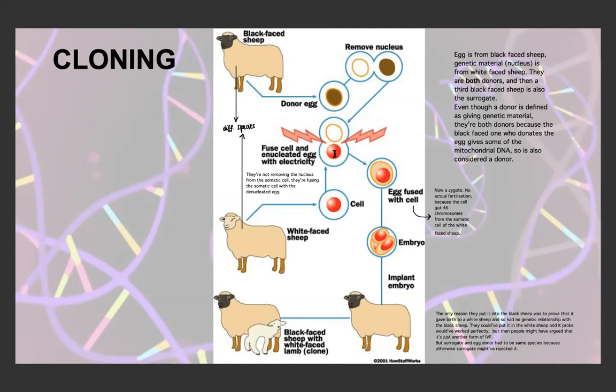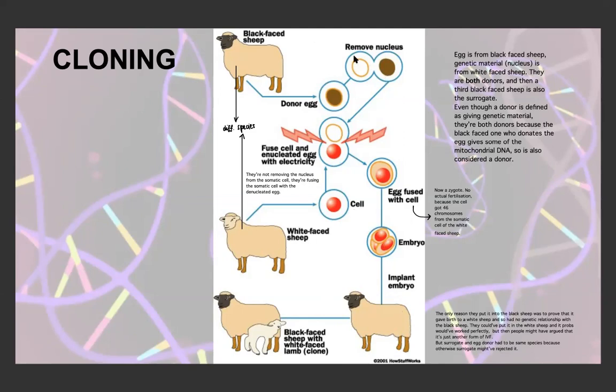So now this egg has been fused with the cell, and it now has the genetic information of the white-faced sheep. This egg fused with the cell keeps on replicating and replicating to form an embryo. This embryo is then implanted into the black-faced sheep. It could be the same black-faced sheep, it could be a different one, but usually it's the same black-faced sheep, simply because they had to use the egg of a black-faced sheep and they had to use a surrogate black-faced sheep so that the egg would implant.